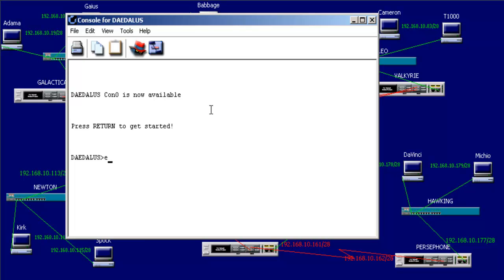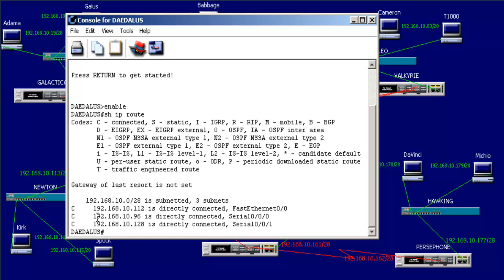So let me go ahead and go to privilege mode, and we'll take a look at our routing table with no entries yet. I do a show IP route. Notice there's three adjacencies or connections, so 96, 112, and 128. No need to teach it any of those things, but we do need to teach it how to send traffic to networks not directly connected to it.